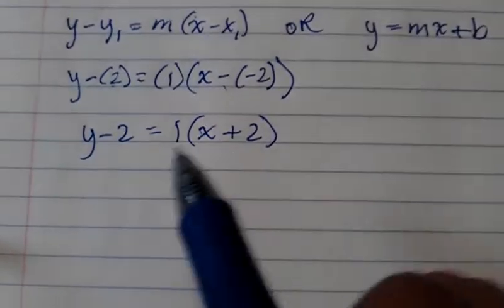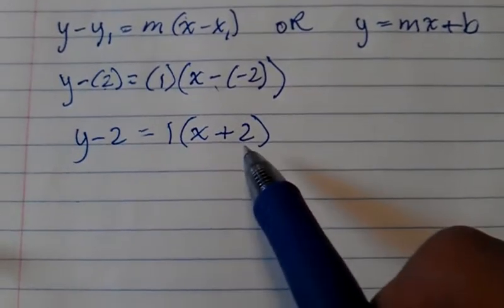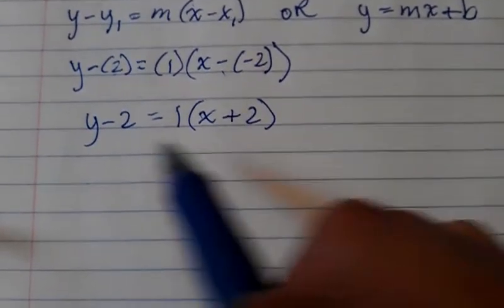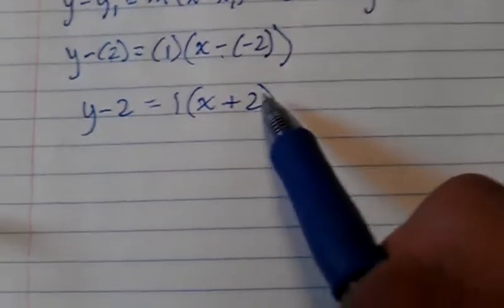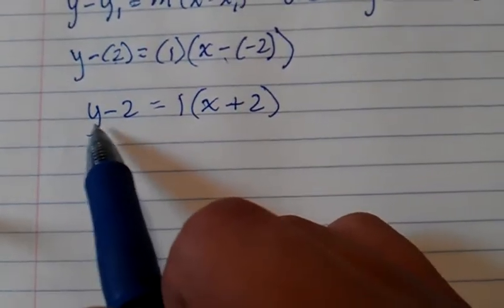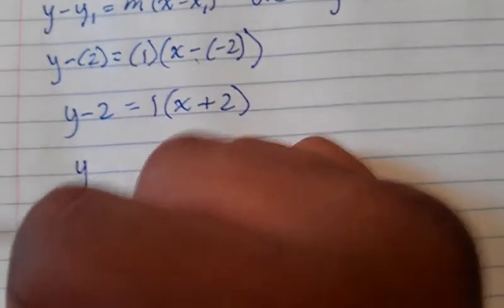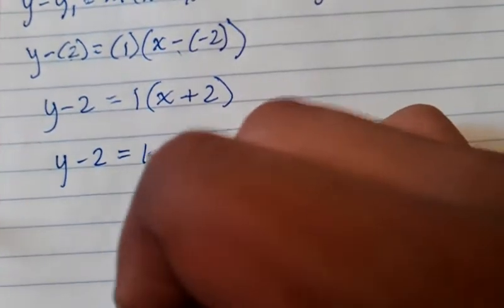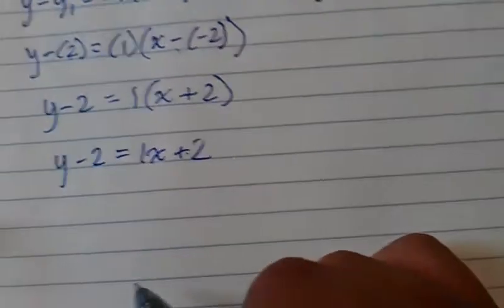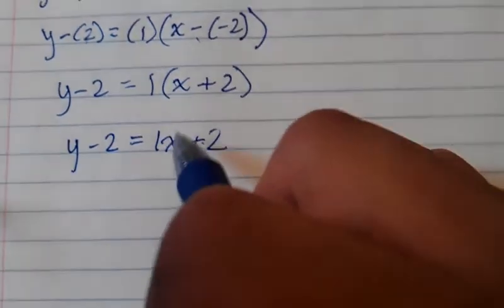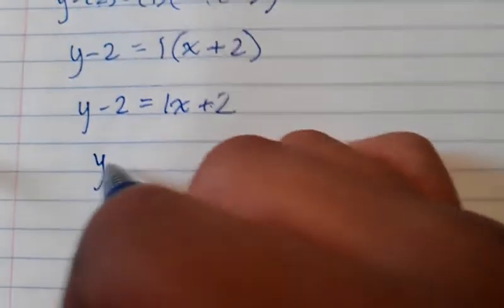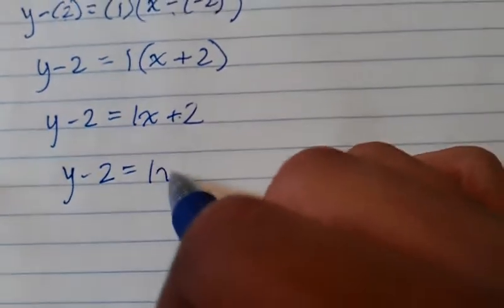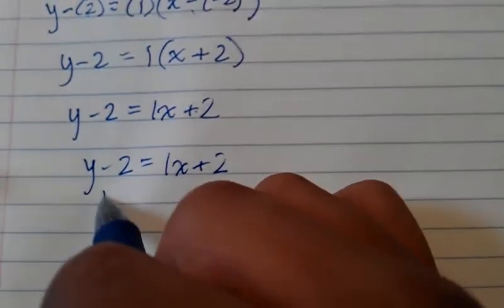Now there's a couple things left to do. We have to distribute this 1 into both of these terms in the parentheses. And finally, we're going to move this using transposition to the other side of the equation so that we can isolate this y term. So here we have y minus 2 equals 1x plus 2. Now I know this is just 1x, but we can just write x or 1x. I like to leave the 1 there just because. Now the next step is we have to get rid of that 2. So what we're going to do is add 2 to both sides.